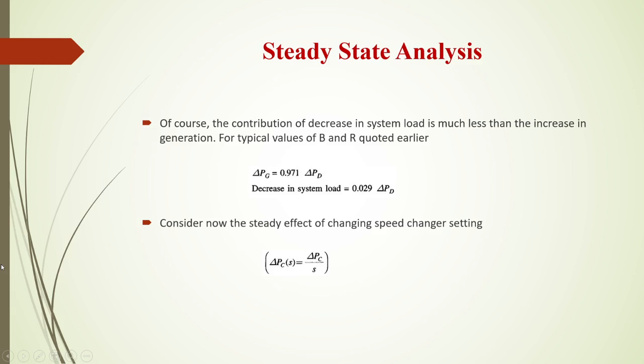So the contribution of decreasing system load is much less than the increasing generation. For typical values of B and R, delta PG can be written as 0.971 delta PD, that is, the decreasing system load is 0.029 delta PD. So let us consider the steady effect of changing the speed governor setting, that is delta PC(s) is delta PC by s.